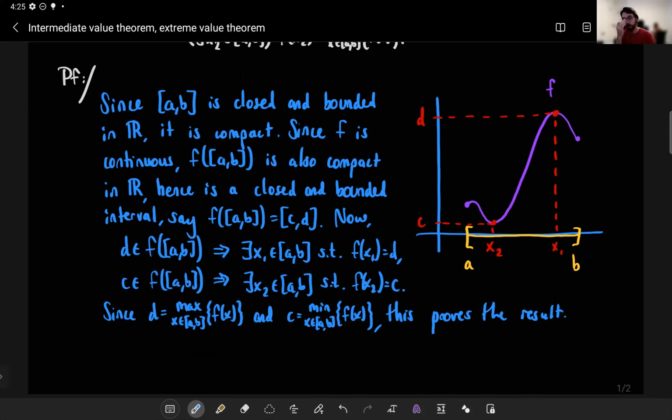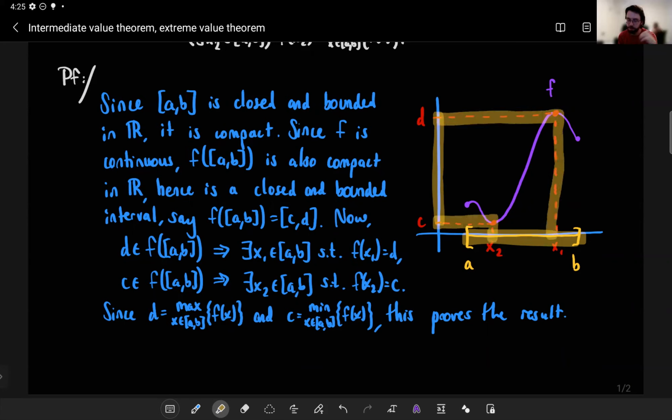So ta-da, we are able to say, yeah, if you start with some closed and bounded interval, that means it's compact, which means it maps to some compact interval on the y-axis. That means that's going to be closed and bounded. And automatically, just from that being closed and bounded, you get that there have to be some points mapping onto those extreme values. And that's how we prove it. So nice and easy.